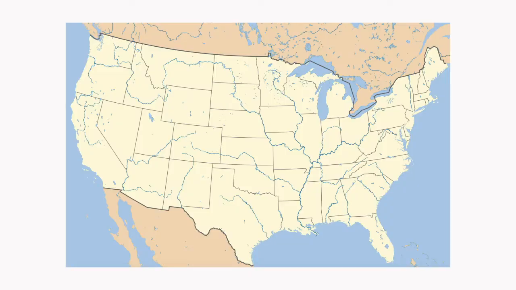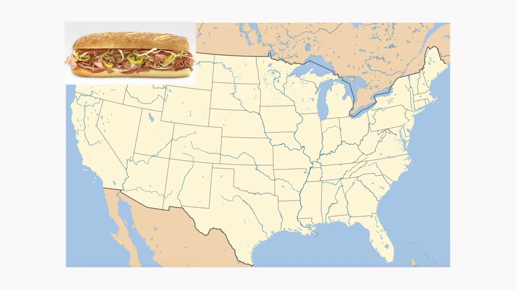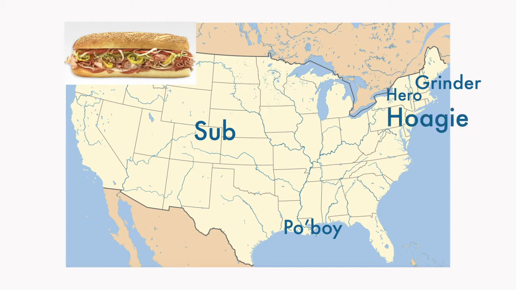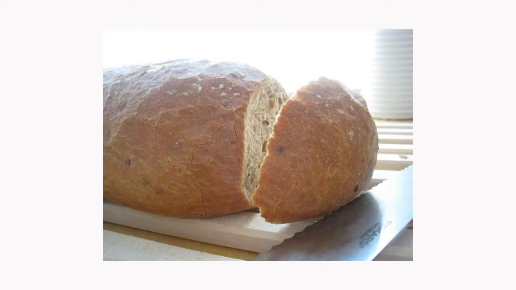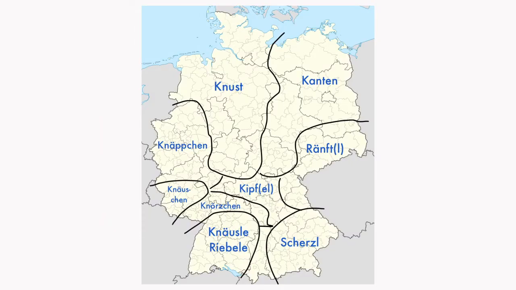So for example, in the US, this sandwich will either be called a sub, a po' boy, a grinder, a hero, or the only right way for us in Philadelphia, a hoagie. Same thing in Germany, where there's no official word for the end part of a loaf of bread, but the term you use is a clear indicator of the region you're coming from.